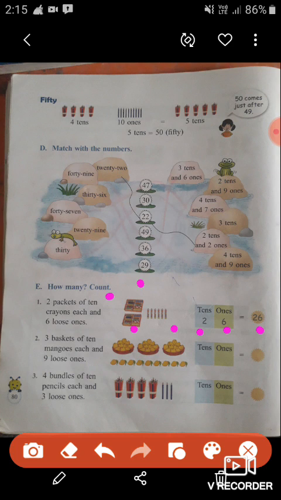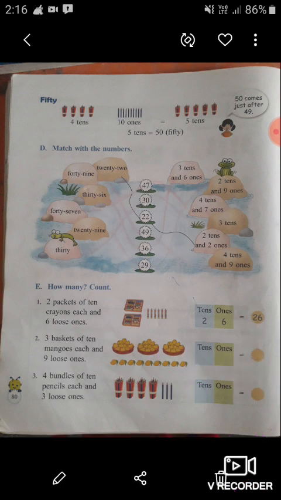Now 3 baskets of 10 mangoes each and 9 loose ones. So the number will be 39. At tens place you have to write 3 and at ones place you have to write 9. Number will be 39. Okay.